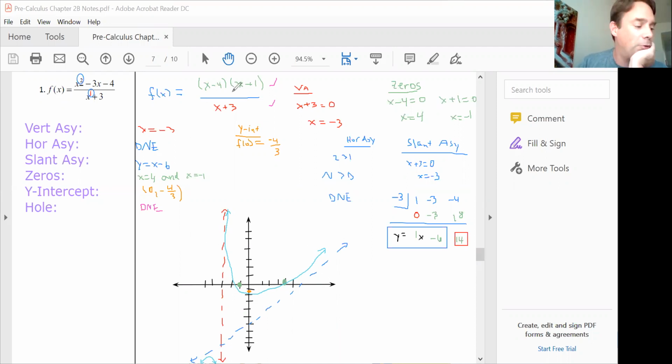Once you guys go down to number 2, for those of you that can't see number 2, if you didn't print up your notes, it looks like this. f of x equals x squared minus 1 all over x squared minus 2x minus 3. So why don't you go ahead and pause the video and see if you can come up with your vertical asymptote, your horizontal asymptote, your slant, your zeros, and your hole. Go ahead and pause it now and see what you guys come up with.